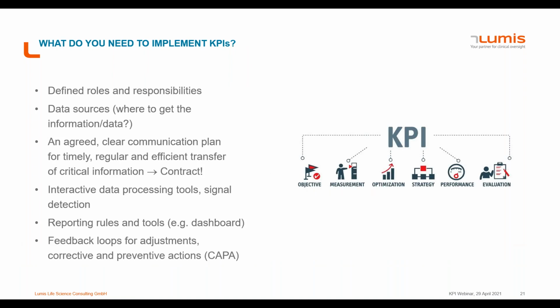So having defined and developed key performance indicators is not all. You also need to implement them. And for that, we need defined roles and responsibilities. Otherwise, it's very nice to have all this information available, but how to work with it, how to get it, this brings us to data sources, and how to distribute the information and turn it into action. So a clear and agreed communication plan here is very crucial, and this should fix the timing, regular and efficient transfer of the critical information.